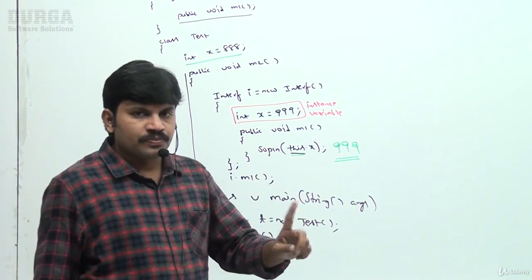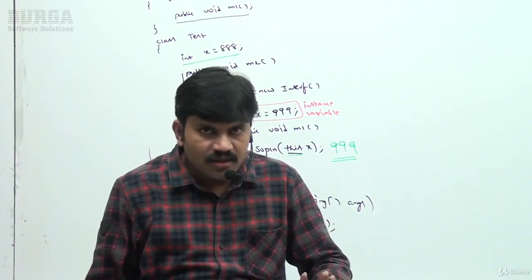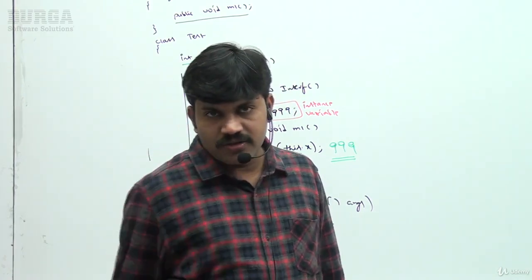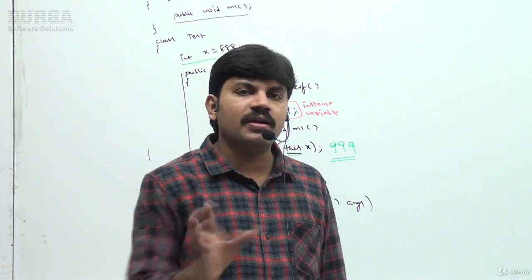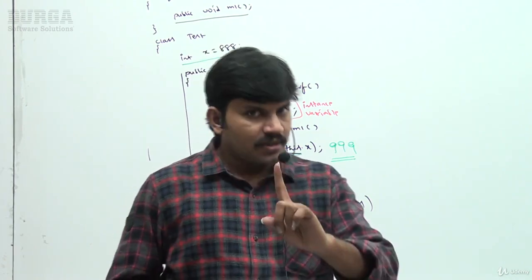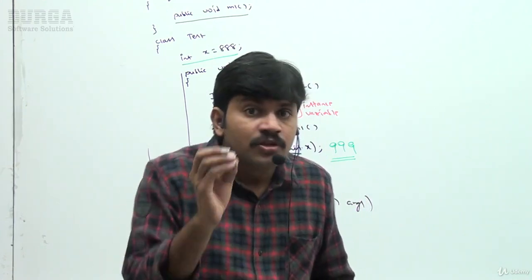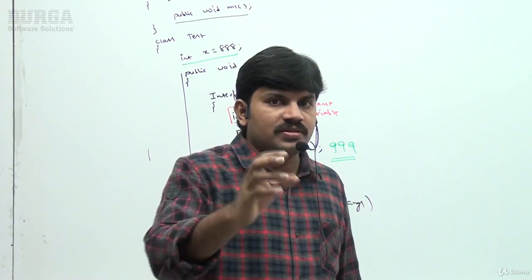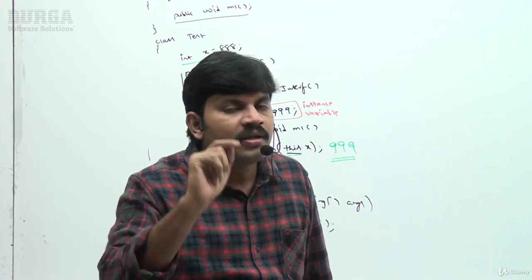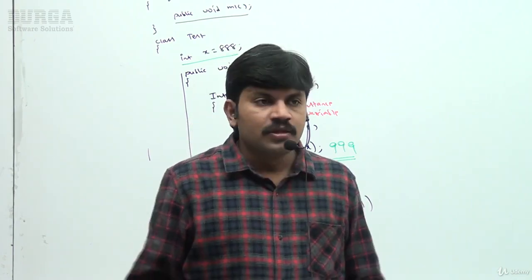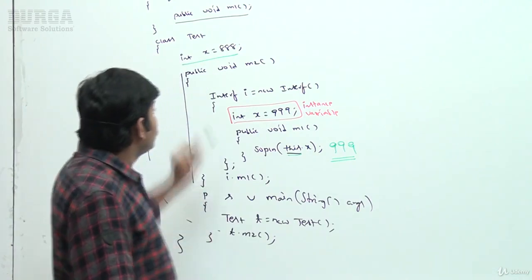Point number 1. Inside anonymous inner class, is it possible to declare instance variables or not? What answer can you tell? Yes, we can declare instance variables, right? Clear for all of you? Point number 1. Next, inside anonymous inner class, this always refers to the current inner class instance variable only. Clear, right? Sir, I want to access this variable from here.